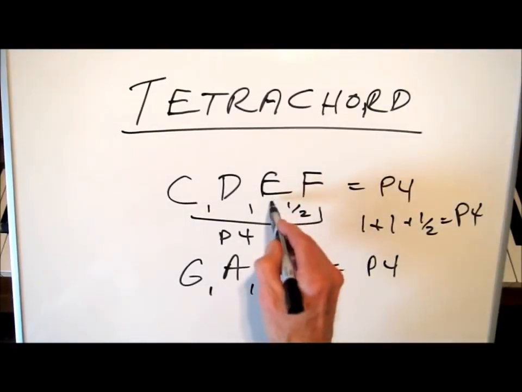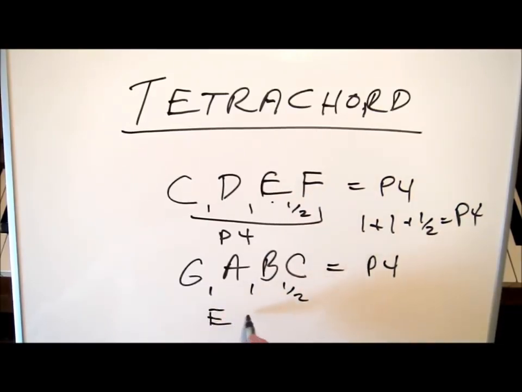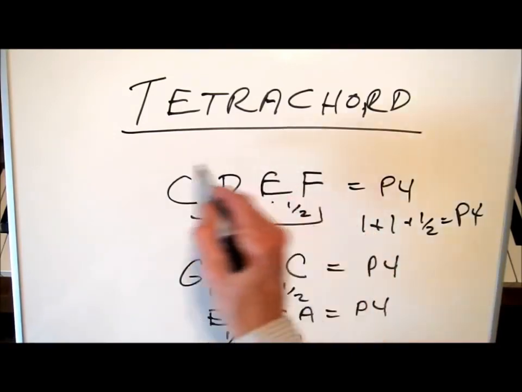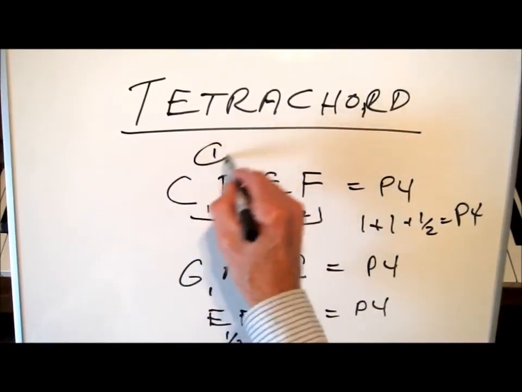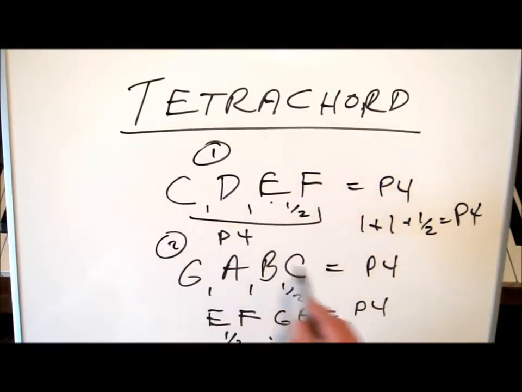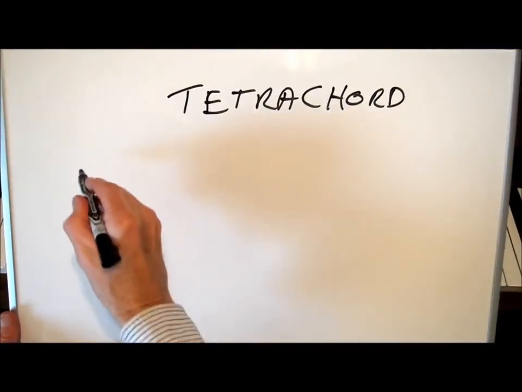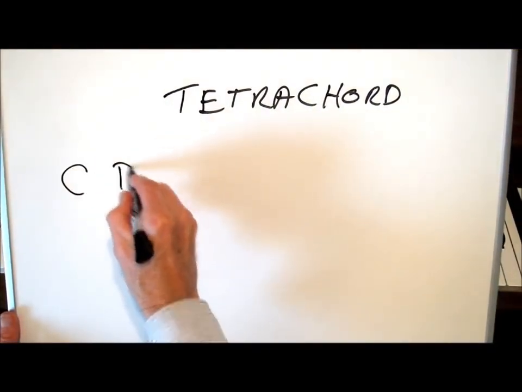The Greeks used it starting with the E. So they used E, F, G, A, which equals also a perfect fourth. So they started with the half step, and then 2 whole steps. So now we're going to combine these 2 tetrachords. This is tetrachord 1 and 2 to form the C scale from C to C. Okay, now we take the C scale from C to C.